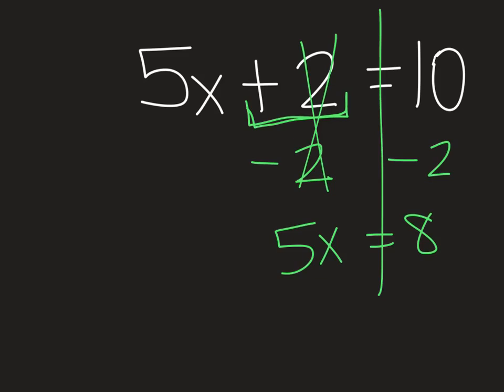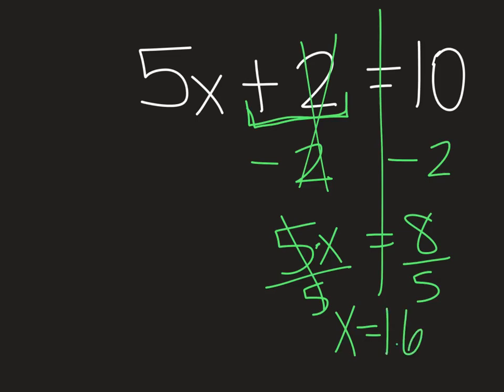When we go ahead and divide, because 5 times x, the opposite of times 5 is dividing by 5. So we're going to divide by 5 on both sides. When we type that in on our calculator, 8 divided by 5 is either 1.6, or if you wanted to put it as a fraction, 1 6/10.